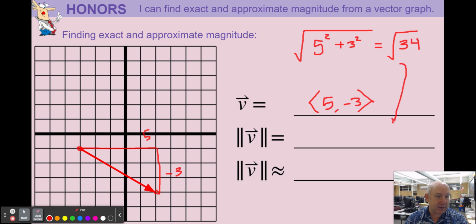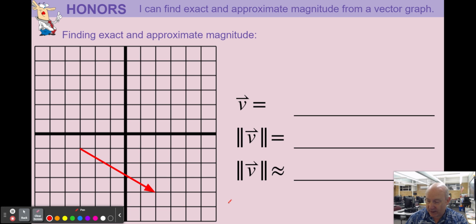This is the exact amount. So we put here the square root of 34. Now we need to calculate the approximate. So we simply put this in a calculator and we get 5.3095 and so forth. But because the 0 is the next one, if we're rounding to the 100th, there we go. Okay. So that's the first one.